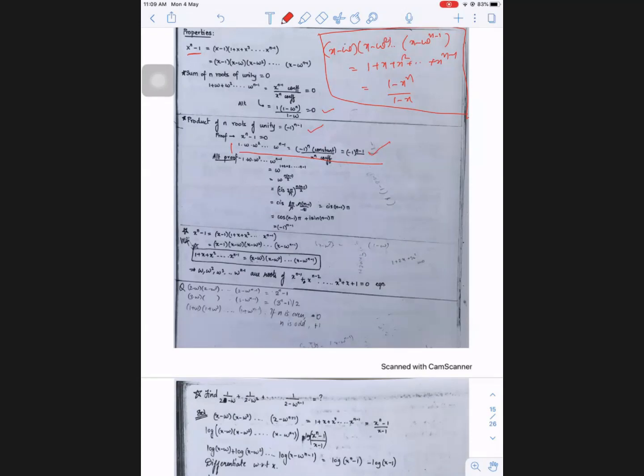One more idea is to directly multiply 1 into ω into ω² and so on up to ω^(n-1), which gives ω to the power of n(n-1)/2. We know ω means cis(2π/n), so raised to the power n(n-1)/2, that gives cis((n-1)π). As cis((n-1)π) means cos((n-1)π) + i sin((n-1)π), and sin is giving 0, only cos((n-1)π) remains, which is equal to (-1)^(n-1). Okay, this result.